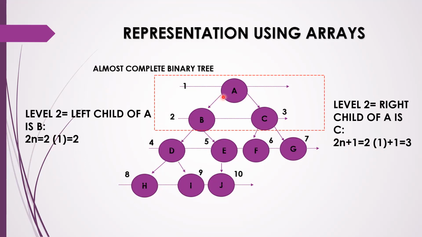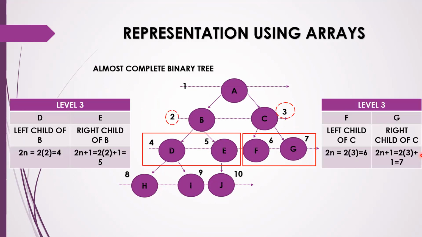A's n value is 1. So we know the n value of B is 2 into 1 plus 1, which is 3. When we move to level 3, we have two children each: D and E, F and G. D is the left child of B, E is the right child of B, F is the left child of C, and G is the right child of C.